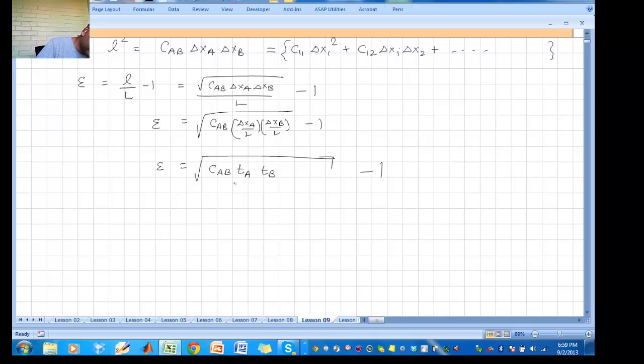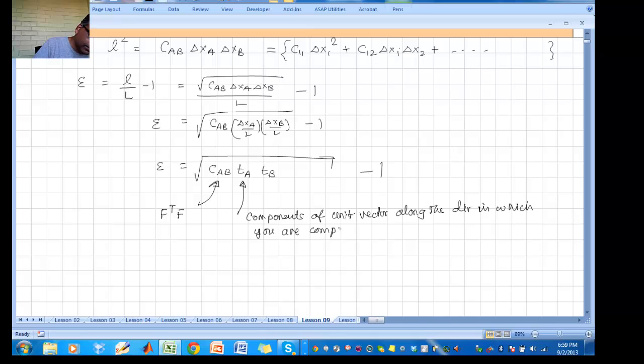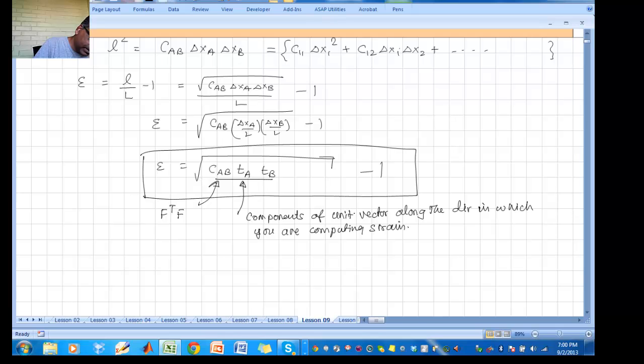So this is F transpose F. These are the components of the unit vector along the direction in which you are computing strain. You can see it's some nasty square root and then it's CAB, TA, TB, and there's a whole bunch of terms here, right? There will be 4 terms if you are doing it in 2 dimensions, 6 terms if you are doing it in 3D. That's how it works. So we now have computed the strain, change in length over original length.